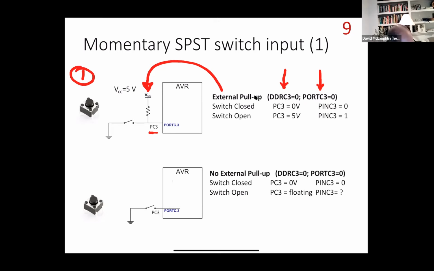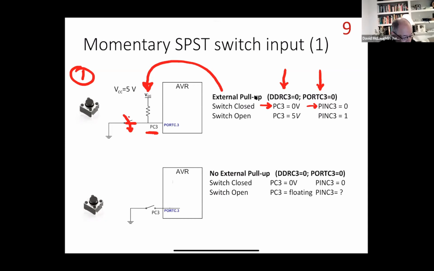When I put my finger on there and I close that switch, I'm making an electrical connection. And when that happens, PC3 is wired directly to ground. So PC3 is at ground, right? You would measure 0 volts with a meter. And so when you read pin C3, the logical pin on the input, you would read a 0.